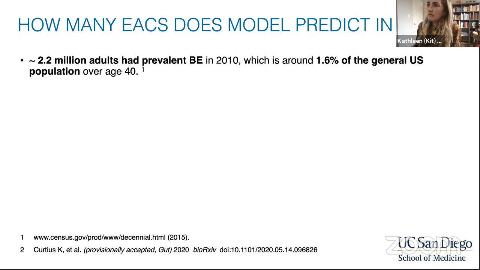So the overall question is, how many cancers does the model predict in 2010? So the model predicted that 2.2 million adults had prevalent Barrett's in 2010, which is around 1.6% of the general US population over age 40. And so again, that 1 to 2% prevalence is what the model recovers. It seems to be in line with what we expect.